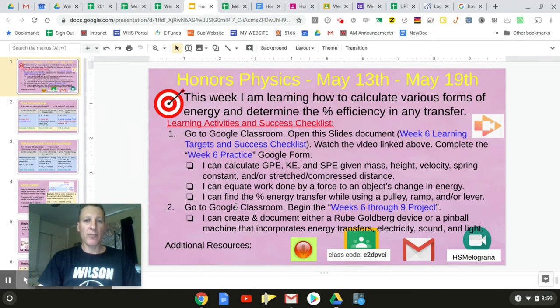Lastly, you should be able to find the percent energy transfer or efficiency while using one of three simple machines: a pulley, a ramp, and a lever. Lastly, you will be beginning a project that will span weeks 6 through 9. You will have a choice on whether you want to create a Rube Goldberg device or a pinball machine. Please look at your document in Google Classroom for more details.